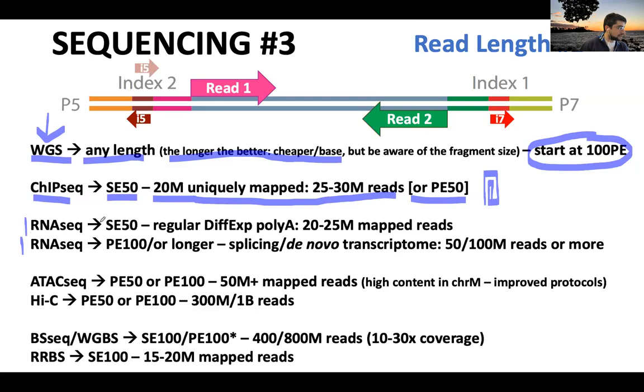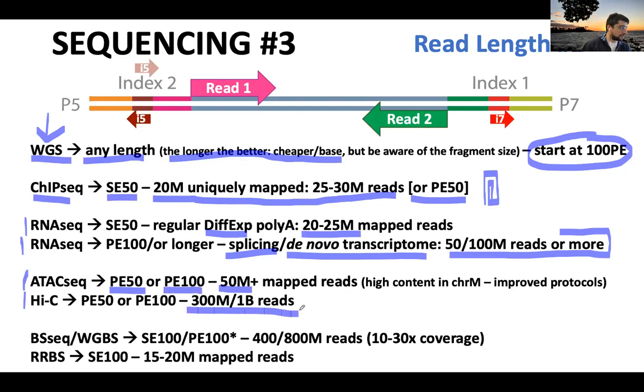RNA-seq, again, you can have single end 50, and for example, for differential expression of transcripts, you only need 20 to 25 million mapped reads. Or, if you're interested in splicing or de novo transcriptome, then you need many, many more, okay? So depending on the application that you wanna do, you can have different types of read requirements, okay? ATAC-seq, 50 million reads, usually paired end 50 or more. Hi-C, you need actually a lot of reads for this specific application. We're actually not going to discuss it today. It's a very specific application, but if you need it, you have at least an idea of how many reads you need.